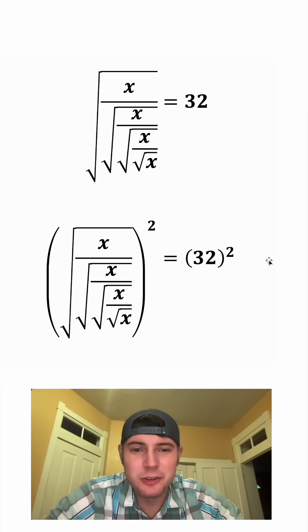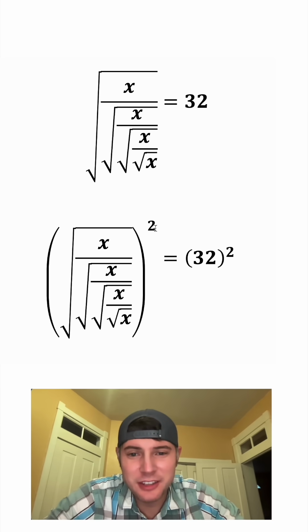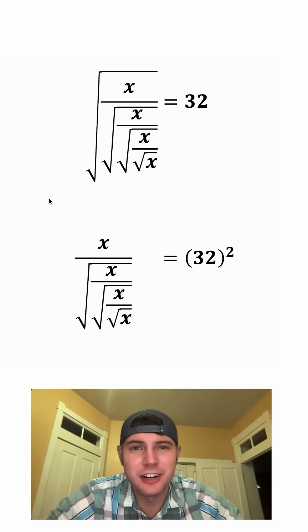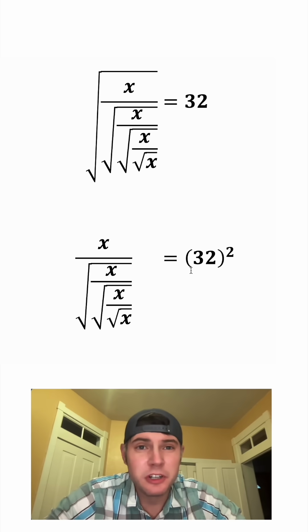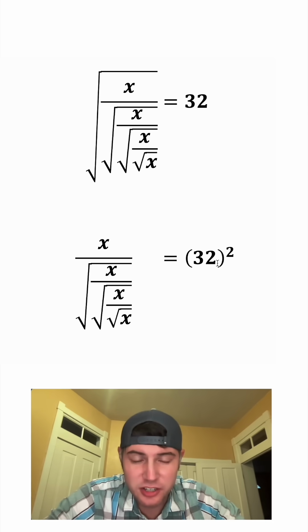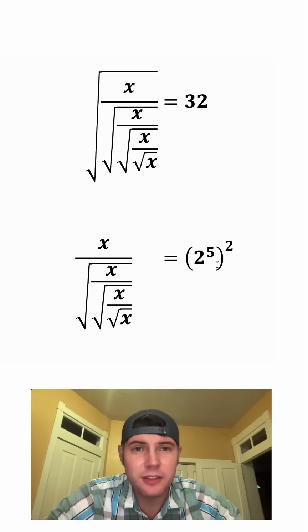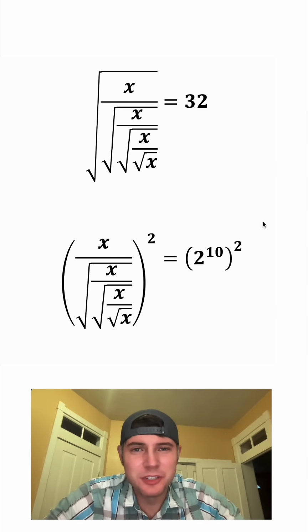For the first step, let's square both sides. On this left-hand side, the square and the square root will cancel each other out. And on the right-hand side, I don't really want to do 32 squared, but we can change this 32 into 2 to the 5th. And now to do 2 to the 5th squared, we just multiply the 5 times the 2 to get 2 to the 10. And next, we square both sides of the equation.